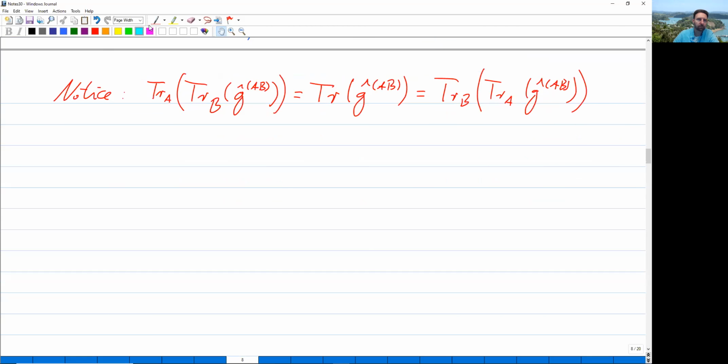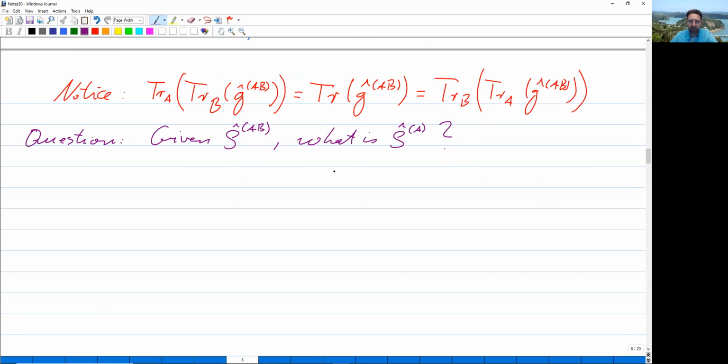Let us ask the crucial question now. Question. Given the density matrix rho hat of the system AB, what is the density matrix rho of system A? If we can calculate that, we can also calculate the density matrix of system B, of course. So how do we answer that?